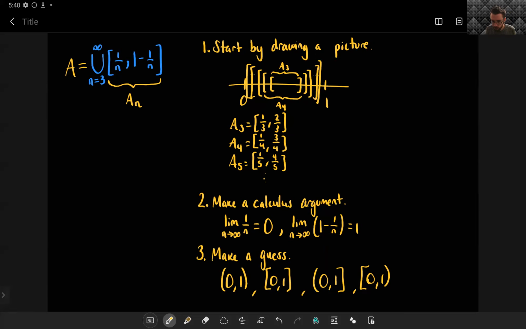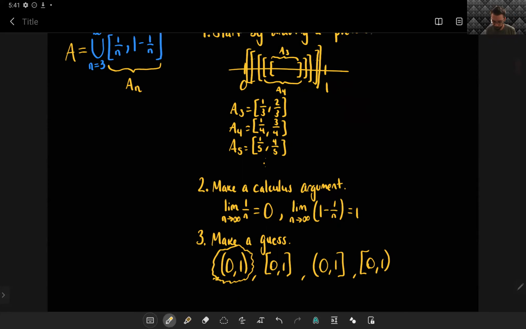But we're never going to hit 0 and 1, right? I mean, I guess the limit is literally equal to 0 on the left, and the limit's literally equal to 1 on the right. But if I take any of those sets right here, if I take any of my A_n's, no matter how large n is, 0 is not going to be contained in it, 1's not going to be contained in it. Okay, so using that, I'm going to say this is my guess. My guess is it's the open interval from 0 to 1.